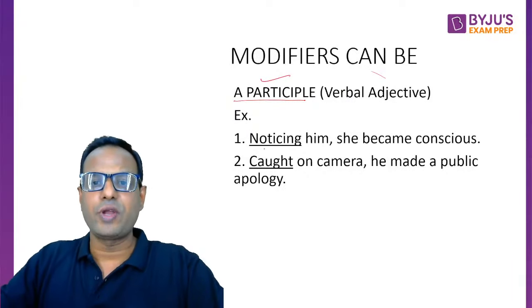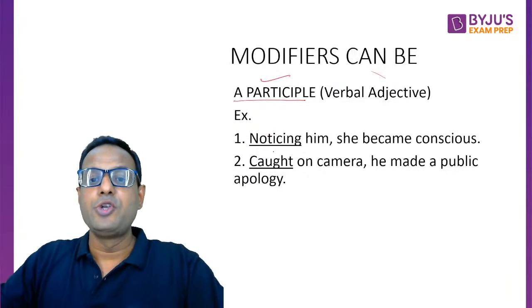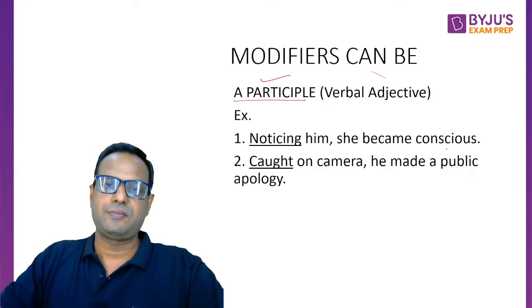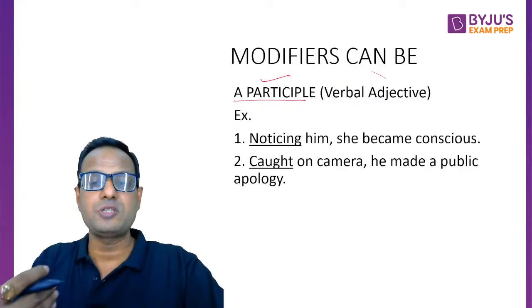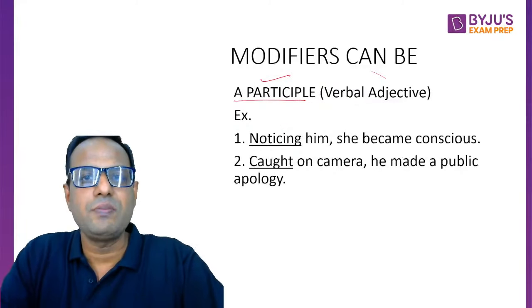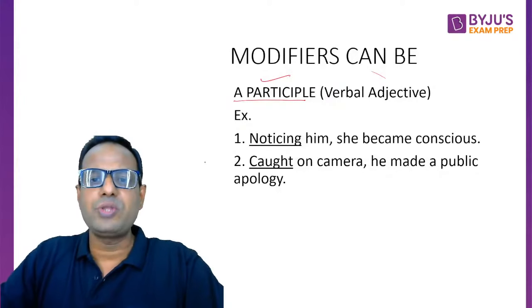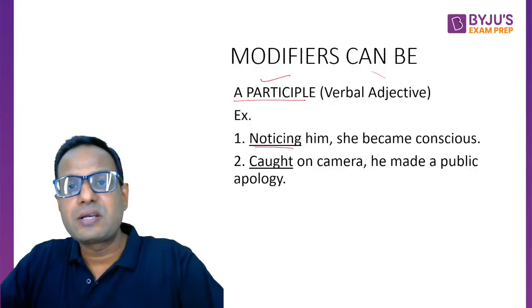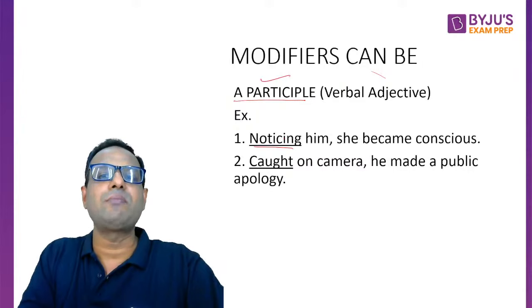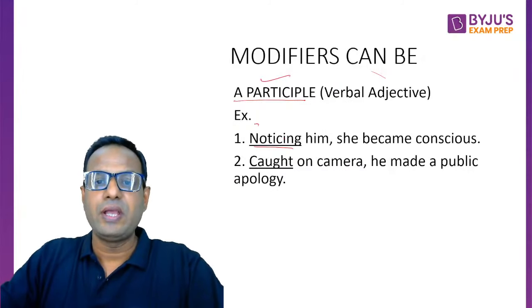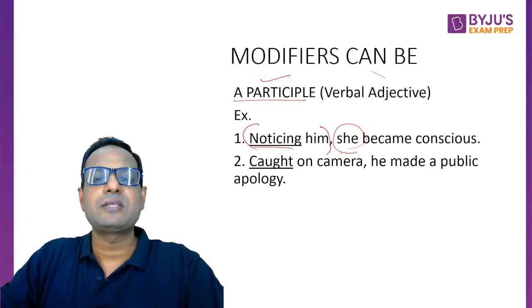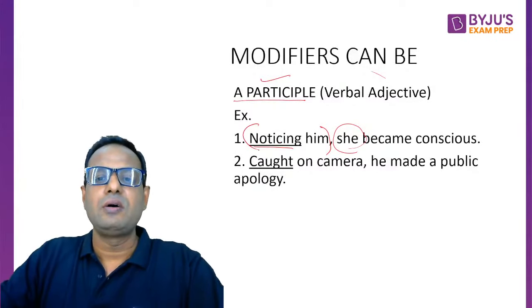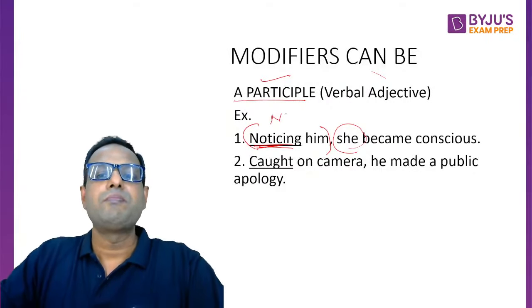All right, look over here. Noticing him, she became conscious. Notice, I noticed you, he noticed me. So what is noticed? Noticed is a verb. But noticing him, don't you think it actually describes an activity being done by somebody? Noticing him, it is describing an action done by the subject. And look at the participle over here. It is a present participle.